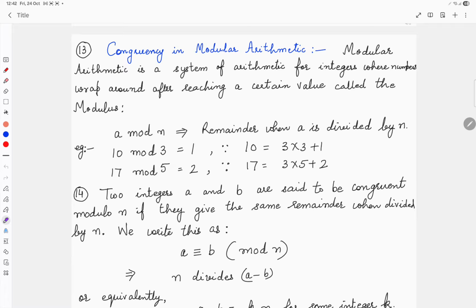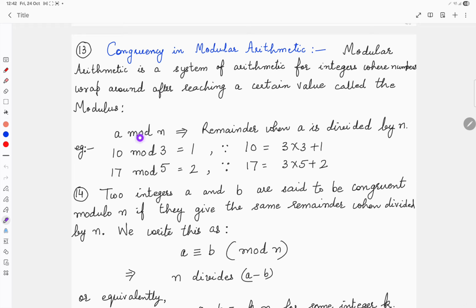So what is modular arithmetic? We will try to find out more numbers until we reach a final number, which we will call the modulus. Once we reach the modulus, the cycle will repeat. That means it is a system of arithmetic for integers where numbers wrap around after reaching a certain value, which is called the modulus.